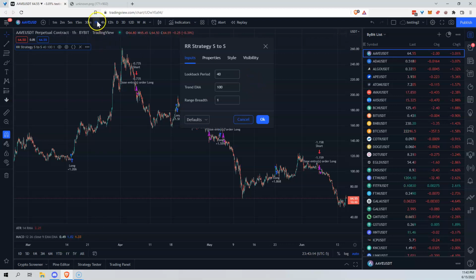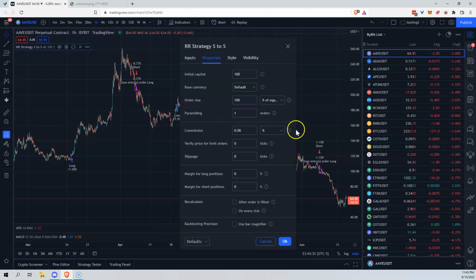This is a 1 hour chart, and so since this is a 1 hour crypto chart, our look back period is set to 40, our trend DMA is set to 100, and our range breadth is set to 1. These are all default settings except for range breadth. We adjust that from a default of 2 down to a 1 for a 1 hour chart.